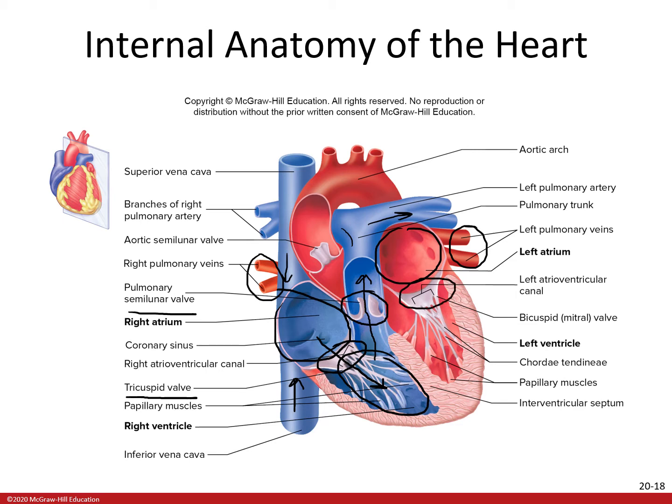passing through another AV valve, which is our bicuspid or mitral valve, and into the left ventricle. From the left ventricle, we go up and underneath here and pass through another semilunar valve, the aortic semilunar valve, which signals that we are entering the aorta. And that is, in general, with all the valves, how we move through the heart. Now, this next slide is going to talk about those valves more specifically, but now you know where they are.